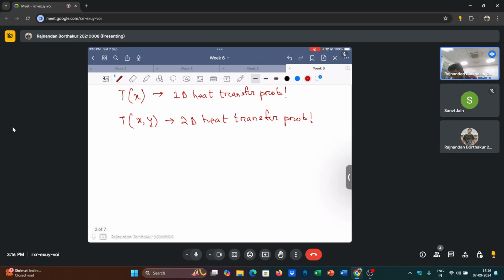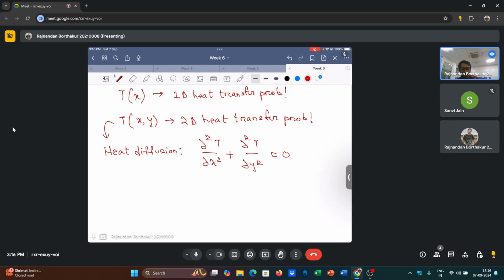now transforms into a 2D case as follows. The heat diffusion equation in this 2D domain basically becomes del square T by del x square plus del square T by del y square, and this equals 0. That is because we are assuming that there is no heat generation.